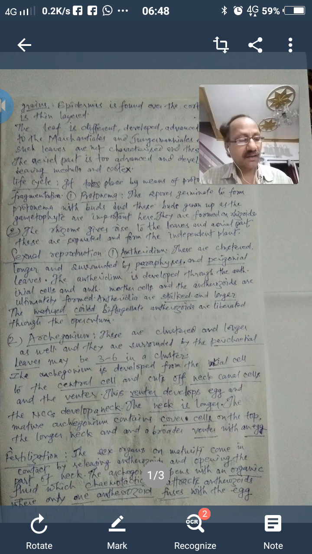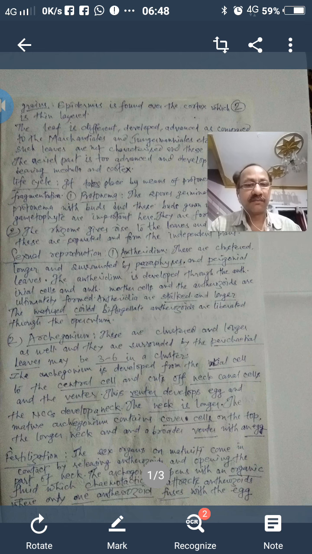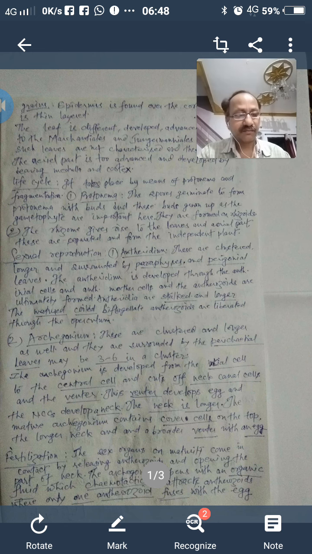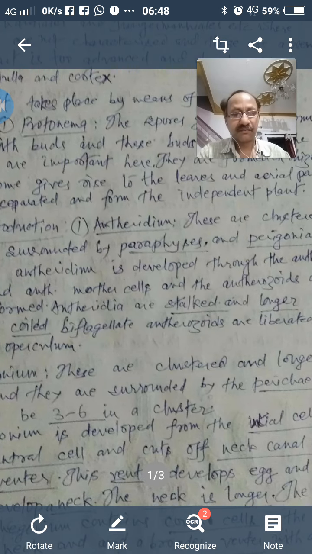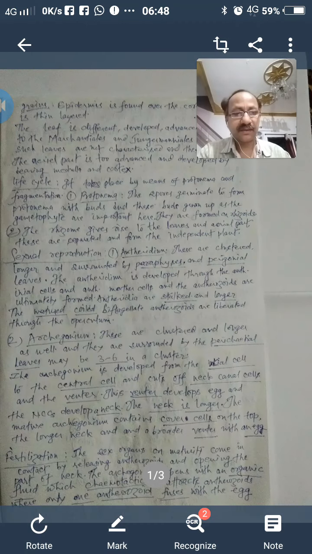Antheridia are stalked and longer. The matured coiled biflagellate antherozoids are liberated through the operculum. Biflagellate antherozoids. So we'll be looking into this part of the life cycle.